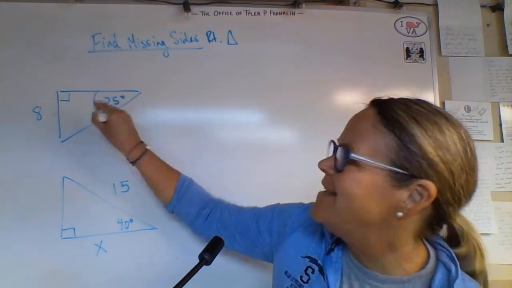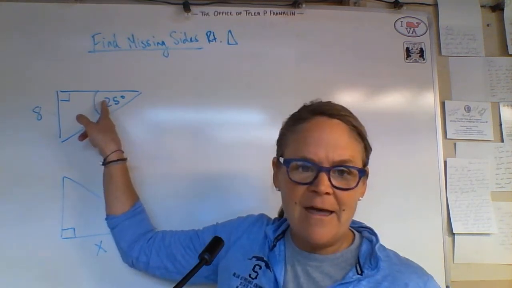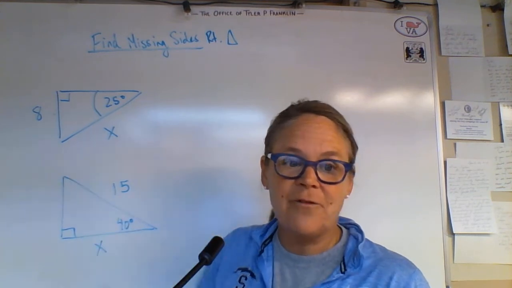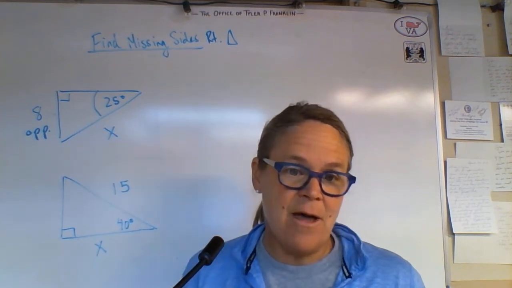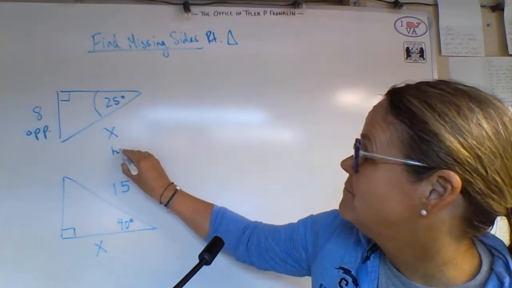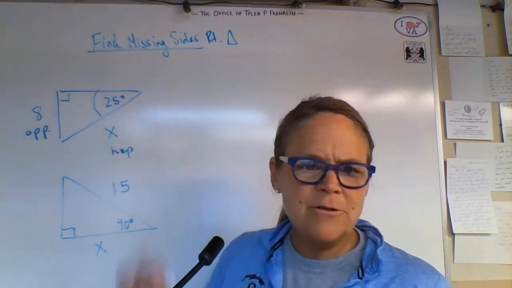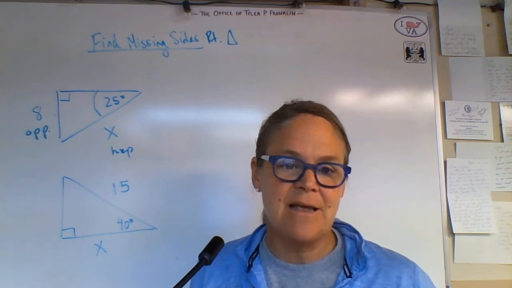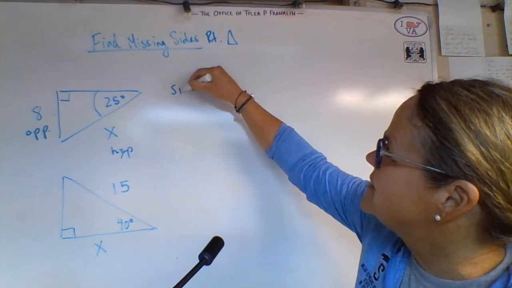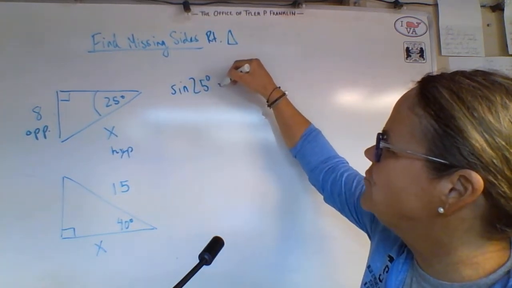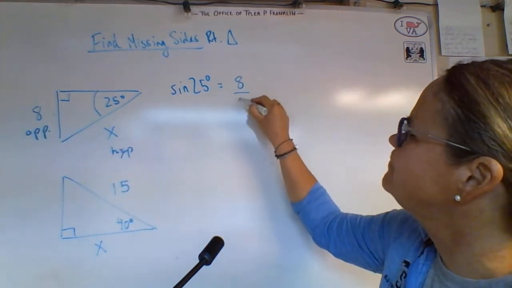I always look at the angle that I'm given, and then figure out what's across from it. That's opposite. That side is the hypotenuse. They didn't ask me anything about the adjacent, so I don't need it. What trig function uses opposite and hypotenuse? Sine. So I'm going to set up the sine of 25 degrees is 8 over x.